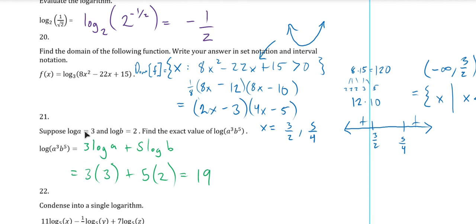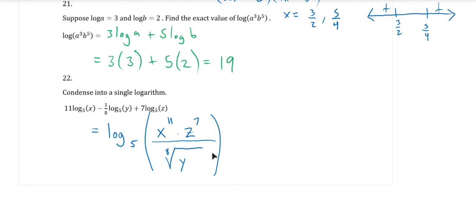They say if log of a is 3 and log of b is 2, what is log of a to the third times b to the fifth? Well, a to the third inside the logarithm becomes 3 times log a outside. Likewise, b to the fifth becomes 5 times log b, and since there's a product between them, that can be written as a sum between these two separate log terms. Now that we've written things in terms of log of a and log of b, we can substitute those known values in to get 19 in total.